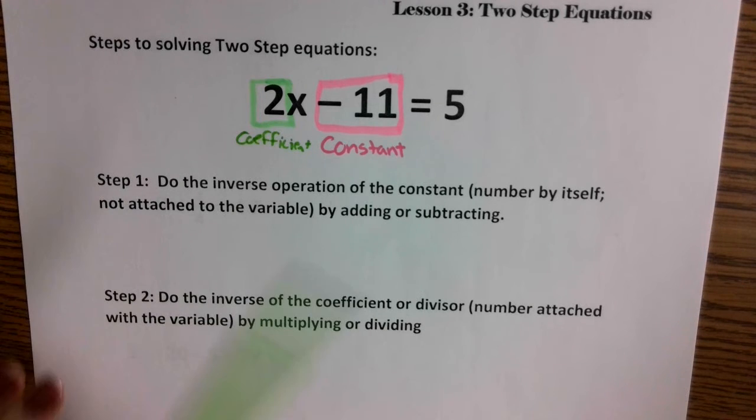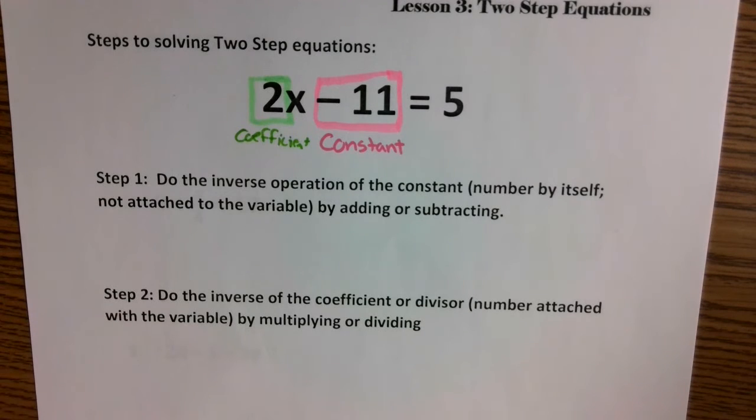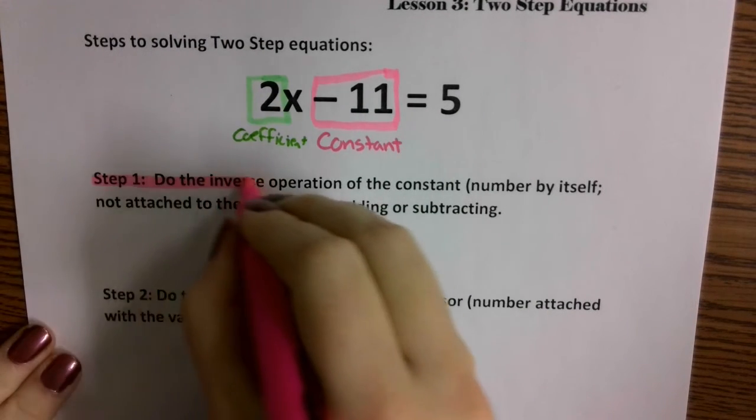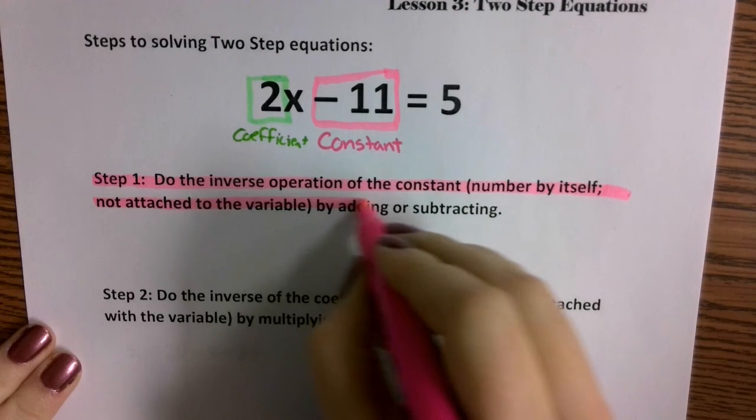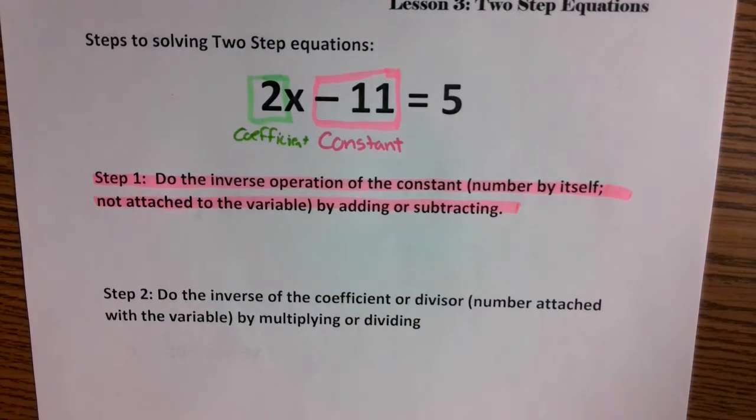So for here, when we're talking about steps of solving, the first thing that you want to do, step 1, you want to go ahead and do the inverse operation to the constant. That means you're either going to be adding or subtracting first. You're either going to add or subtract first in that problem.